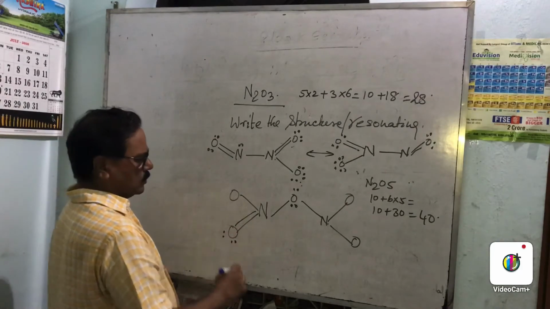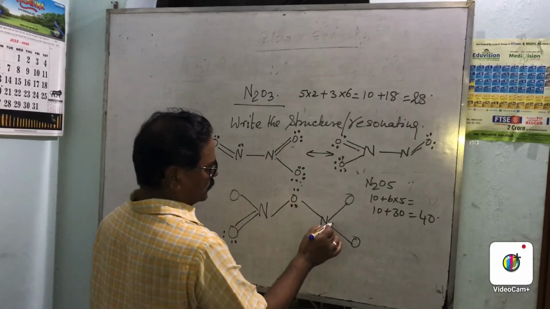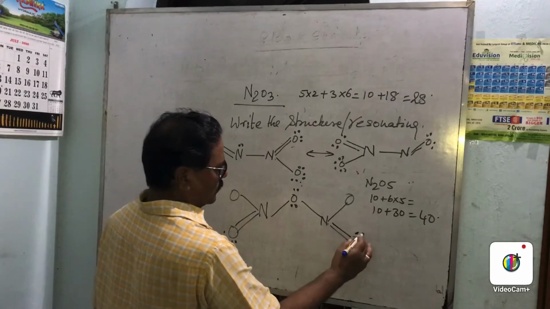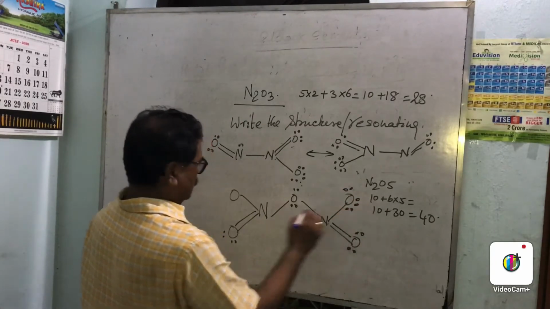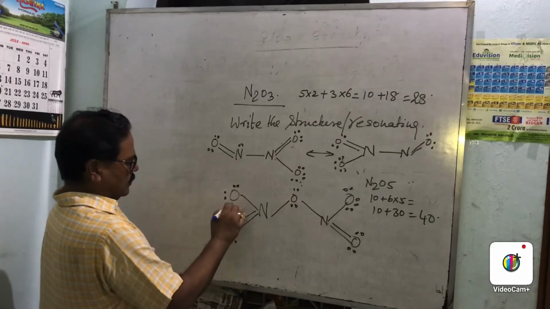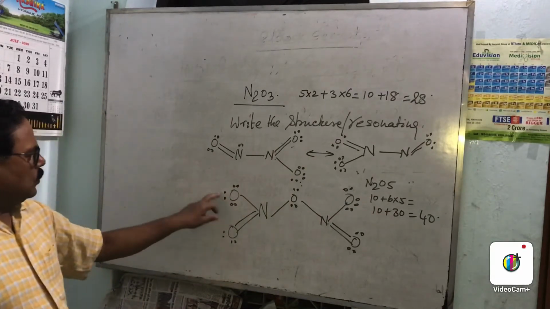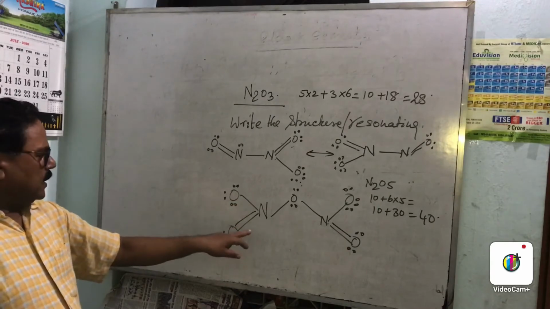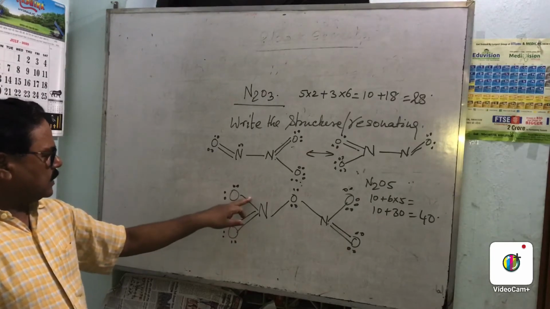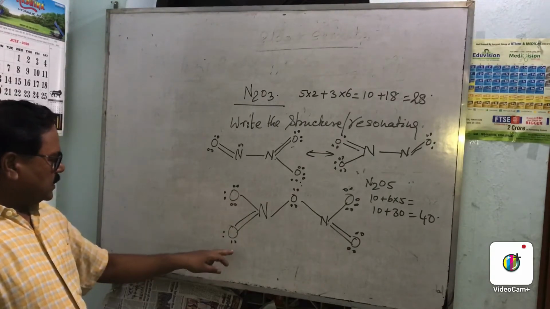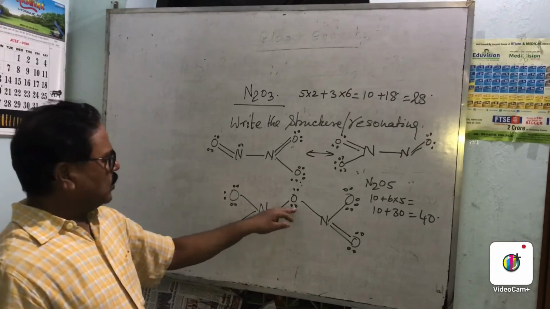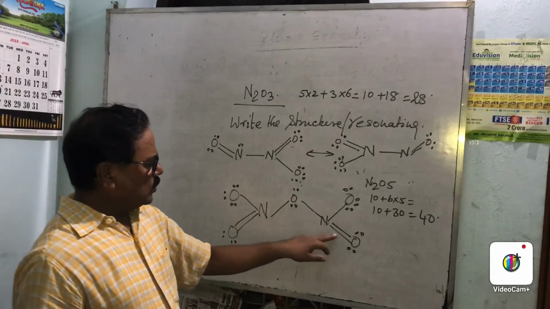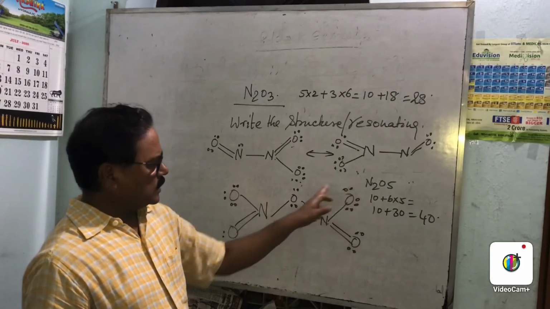Now you count it: 2, 4, 6, 8. Then 2, 4, 6, 8. This is 2, 4, 6, 8, like this for each atom.